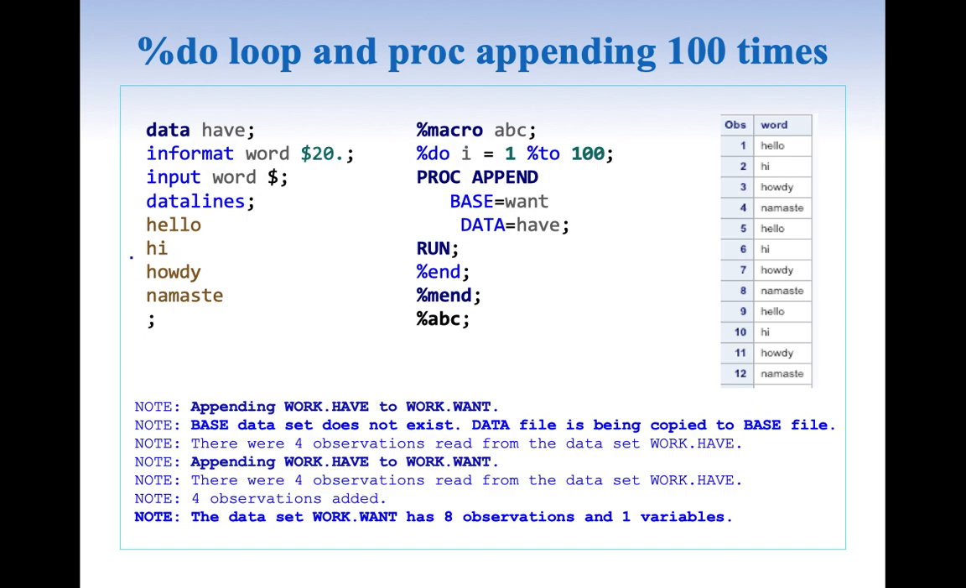So basically, to sum it up, what we are trying to do here is we are trying to append the dataset 100 times by using a %do loop. Another important point to remember here is, as %do loop cannot work on its own in open code, we need to wrap up the whole thing in a macro and then we need to execute the same.